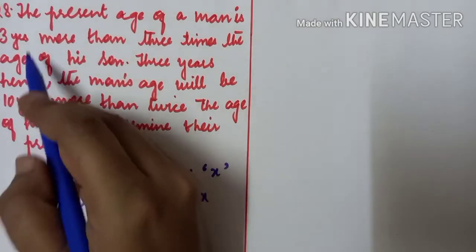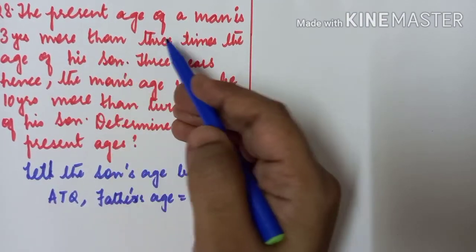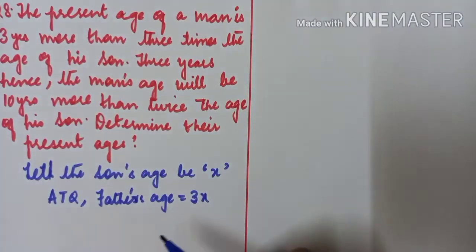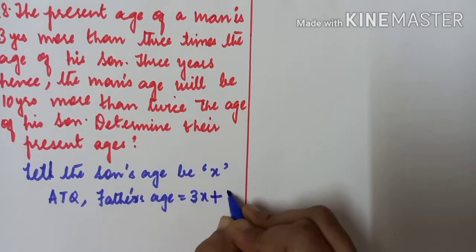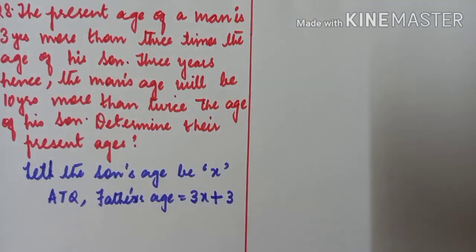Then it is 3 years more than 3 times the age of his son. 3 times the age of his son we have written as 3x, but 3 years more it is saying again. So that means plus 3. Whenever more is there, you just add it. Whenever less is there, you subtract it. You know this very well, right? So now we have 3x plus 3.